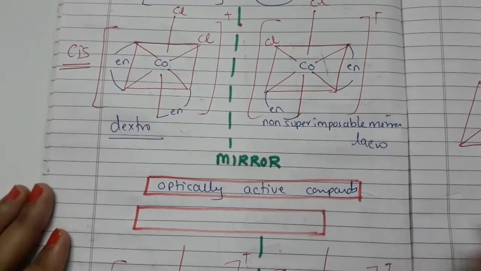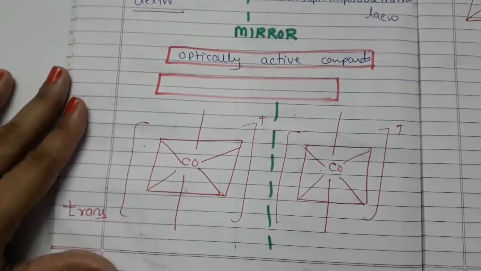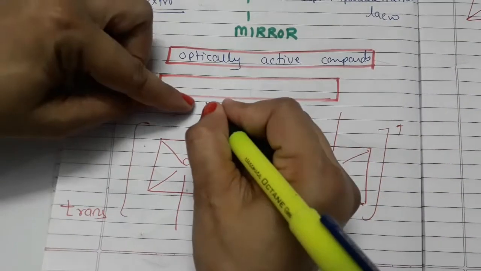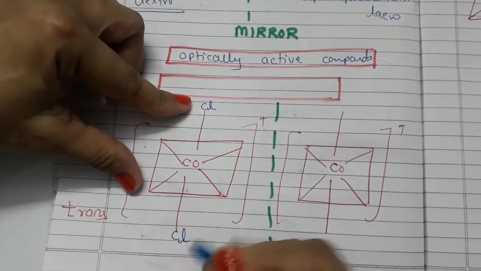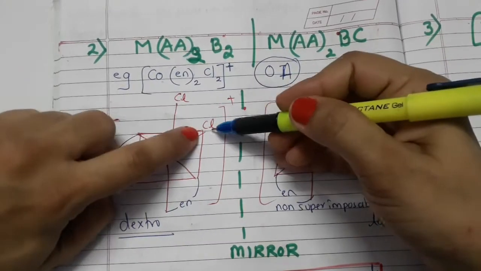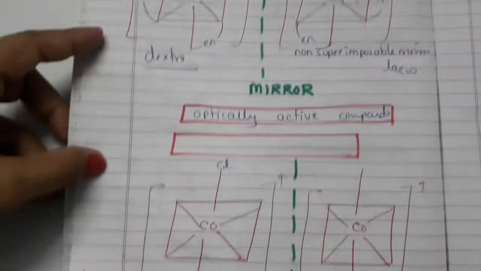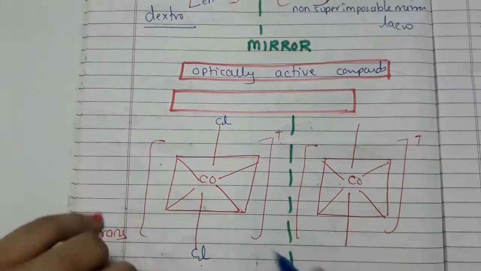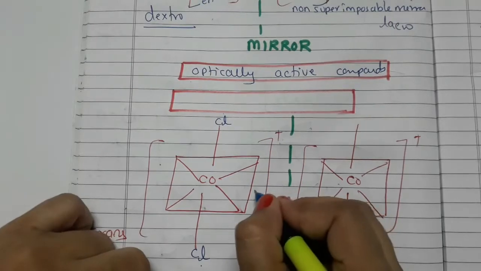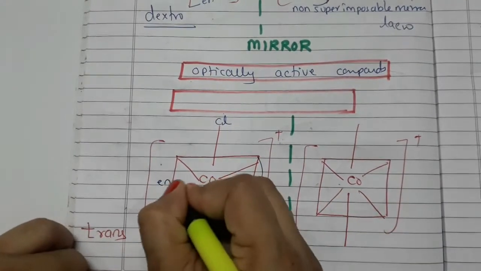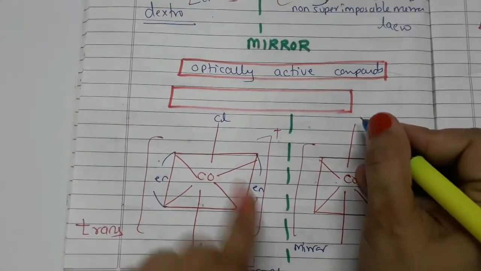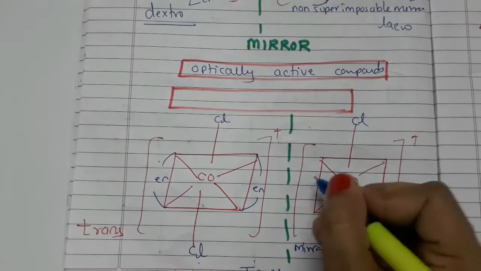Now, if you notice, I have drawn one structure over here which is incomplete. Why? Because I can write Cl over here also, isn't it? Just look at the previous structure. Cl is present in the adjacent position. Here in this I am showing that Cl is present in the trans position. So, this is a trans version of the above structure. I write here En, I write here En, and if I keep a mirror over here, I will be getting this image. Cl will come here, Cl will come here.